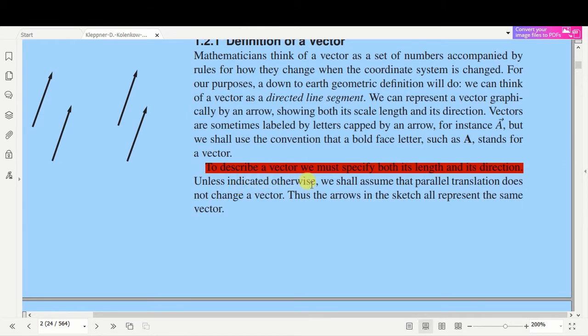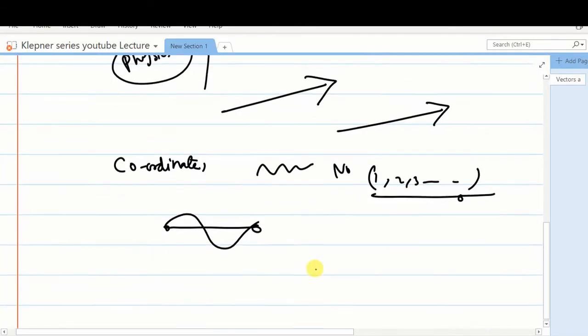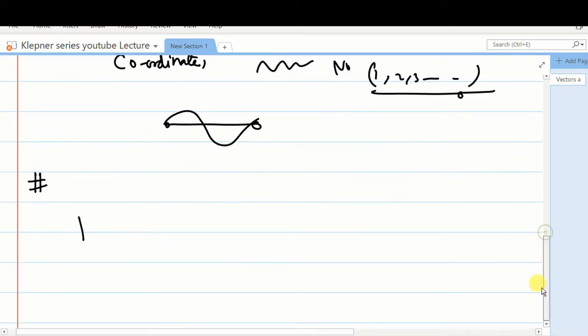Unless indicated otherwise, we shall assume that parallel translation does not change a vector. Thus the arrow in the sketch all represents the same. Means what? Now we will stick to it. What does it imply? Let's leave the coordinate part and let us see something simple.